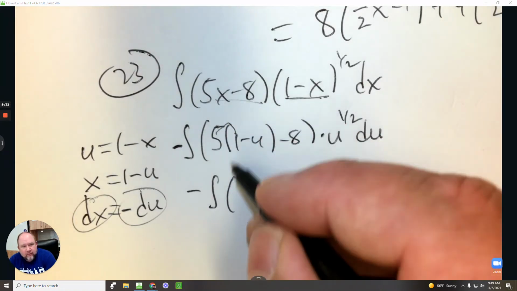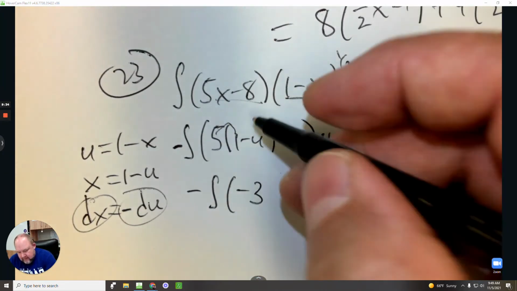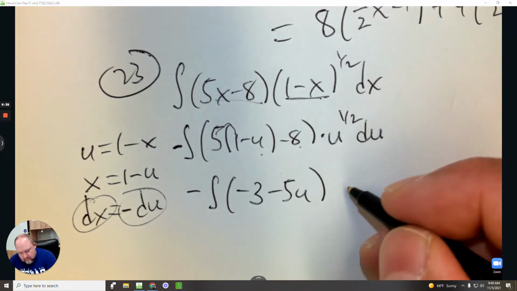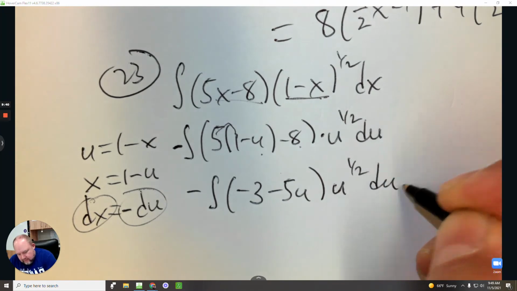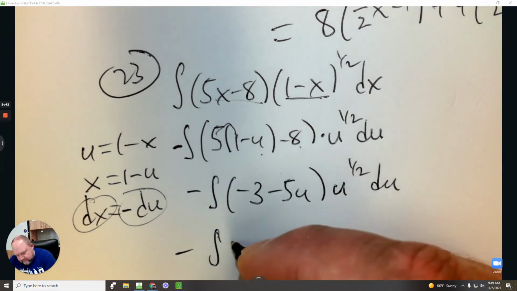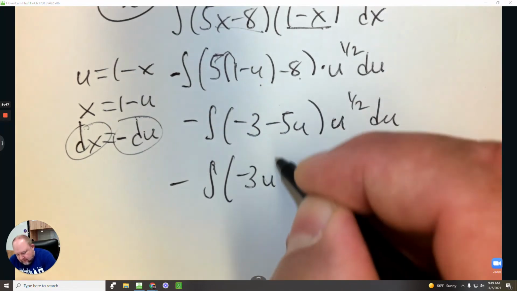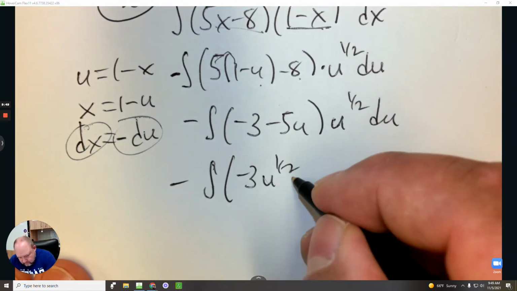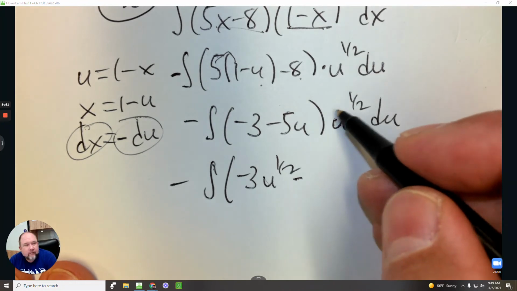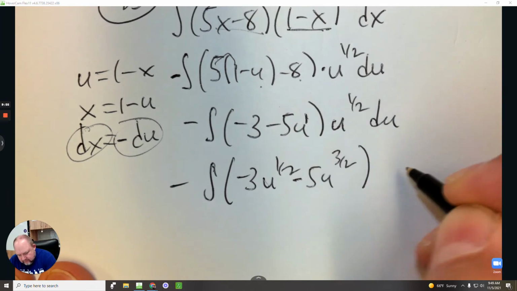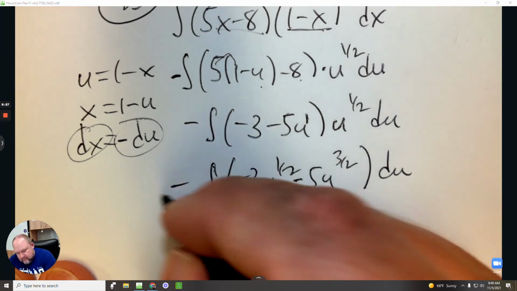So 5 times 1, take away 8. And then 5 times negative u. Distribute. So negative 3 times u to the half. Add the exponents. That's negative 5, 3 over 2.